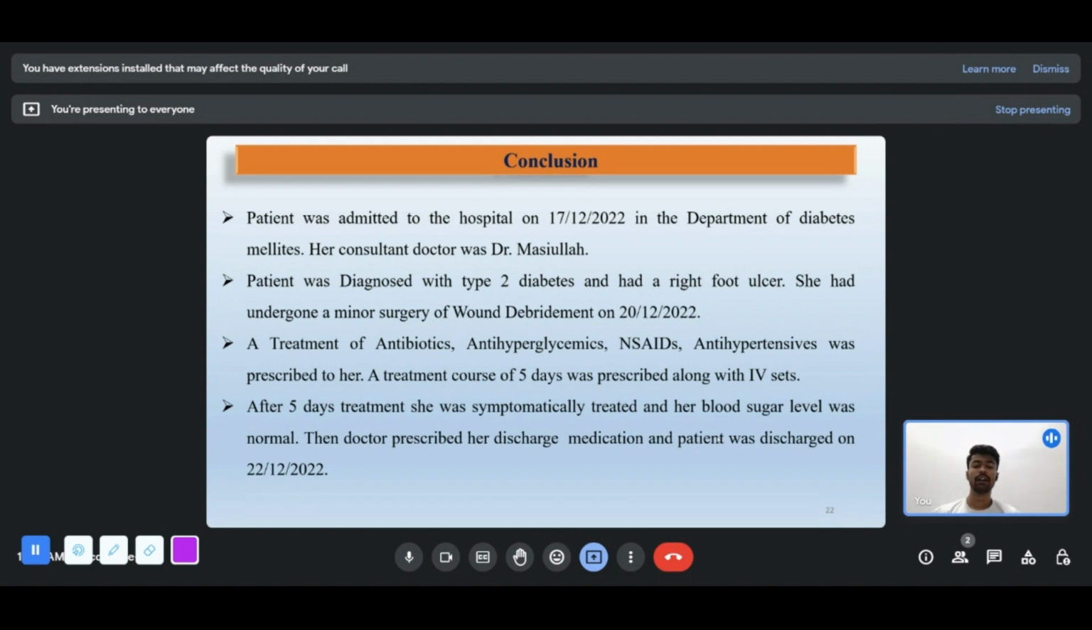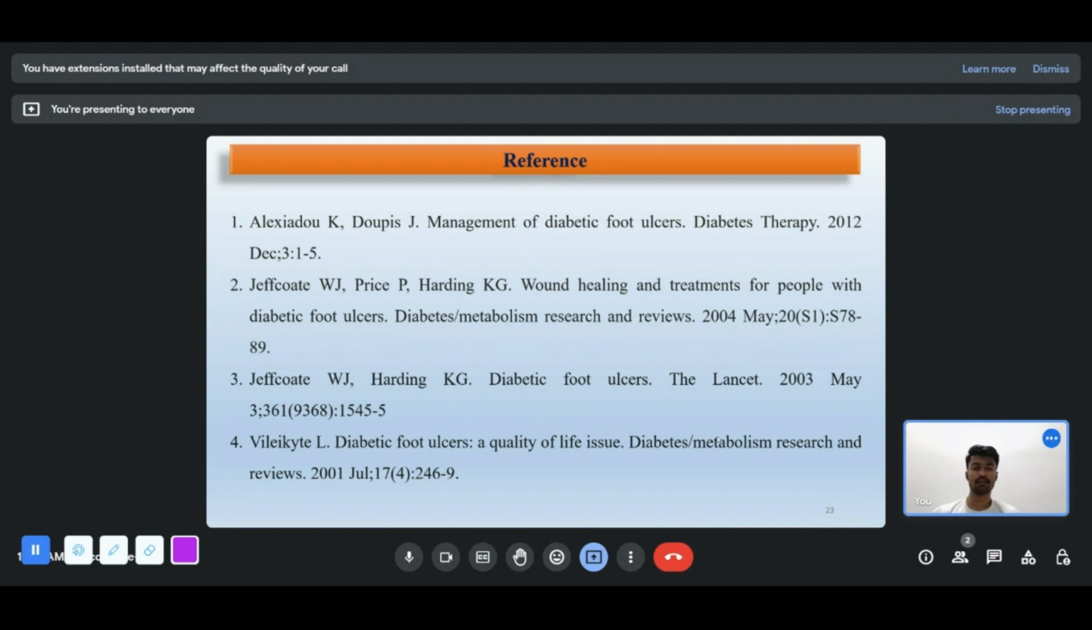A drug treatment of antibiotics, hypoglycemic agent, NSAIDs, that is non-steroidal anti-inflammatory drugs, and antihypertensive drugs was prescribed to her, and a treatment course of 5 days was prescribed along with IV sets. After 5 days treatment, she was symptomatically treated and her blood glucose level was normal. Then doctor prescribed her discharge medication and the patient was discharged on 22/12/2022. And these are the references.